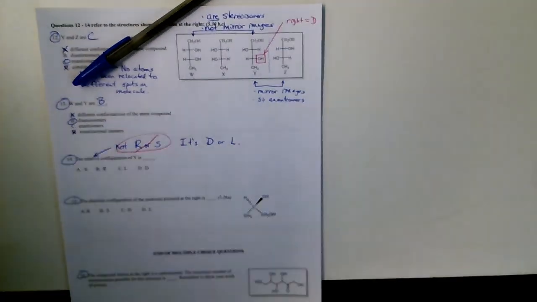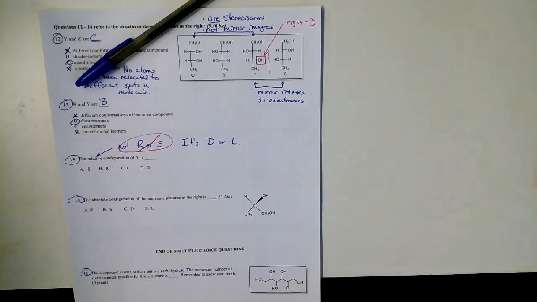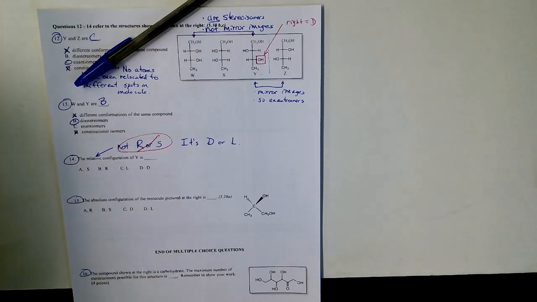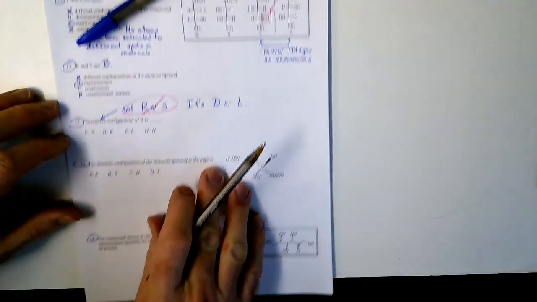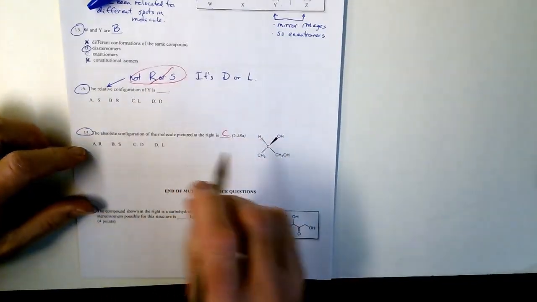You're done. You look at that one OH, look at where it sits, forget trying to come up with priorities like 1, 2, 3, and 4 and stuff like that. That's where we were today. So this one is D, and let's see, that's choice C. Okay, questions on that one?